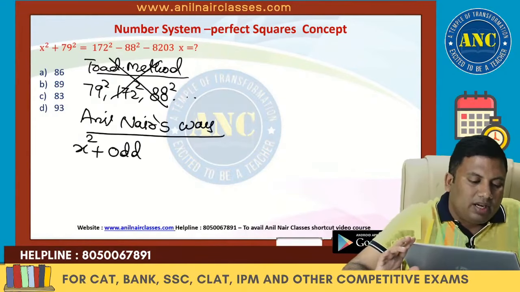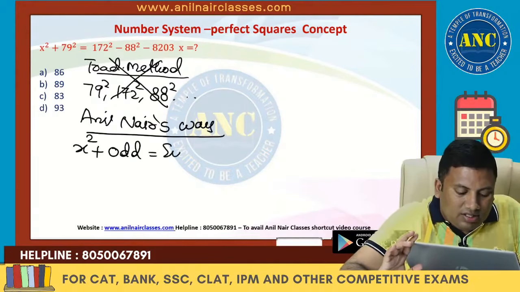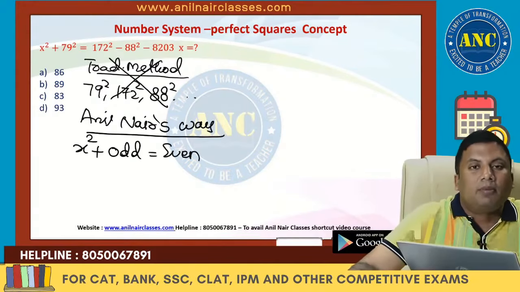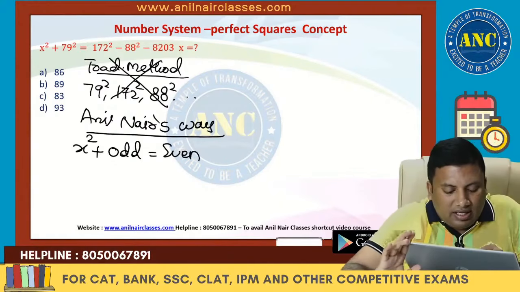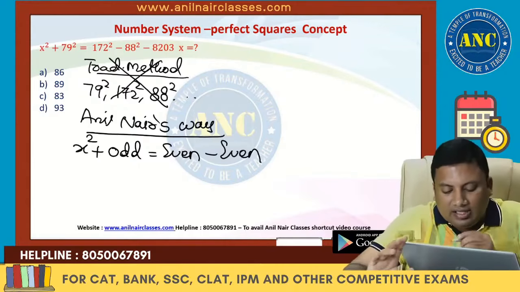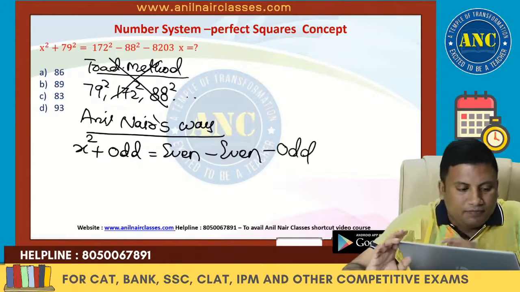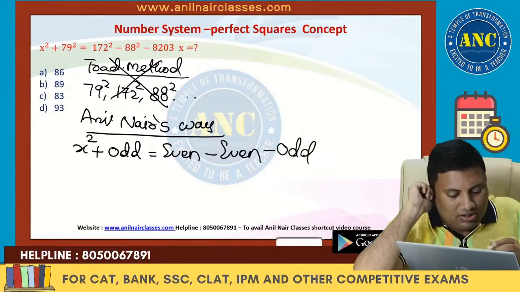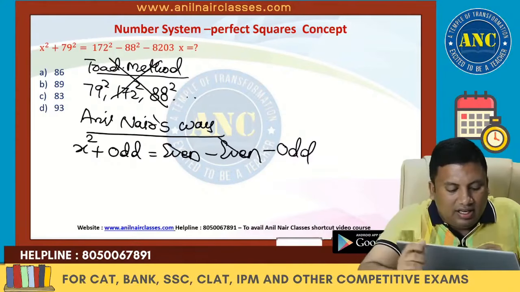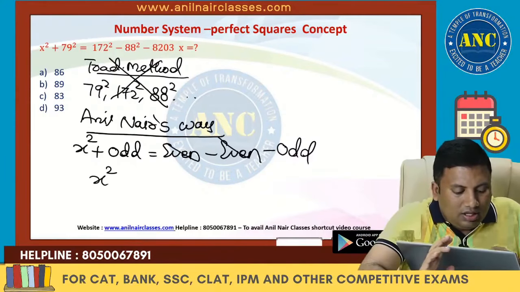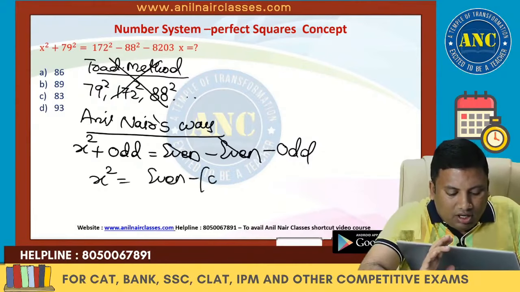Odd number square is an odd number. 172 is an even number. Even number squared is an even number. 88 is an even number, squared it is an even number. 8203 is an odd number. Now see here, even minus even is even. This is nothing but X square equivalent to minus of odd plus odd. Am I right?